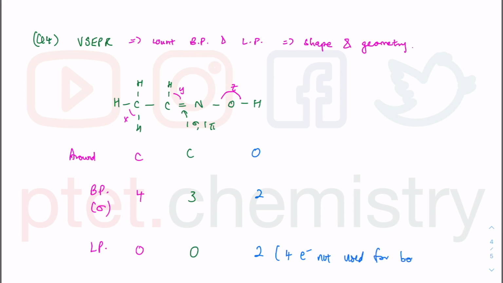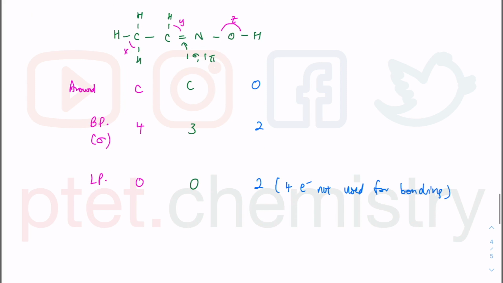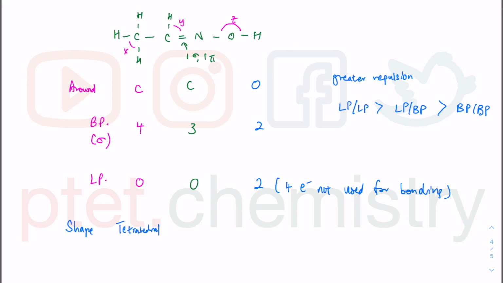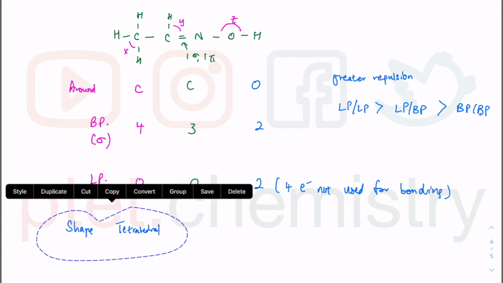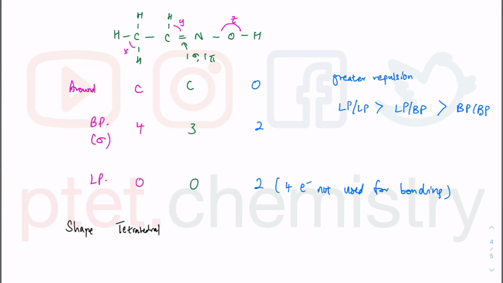So we have to work out the shape, and as you know, when you have lone pairs, lone pair-lone pair repulsion is greater than lone pair-bond pair repulsion, which is greater than bond pair-bond pair repulsion. So this is greater repulsion. It's all about the repulsion that forces the atoms to get pushed down a little bit. So here your shape is going to be tetrahedral. I beg your pardon, I've used a different color. Perhaps I can just use black to be consistent throughout.